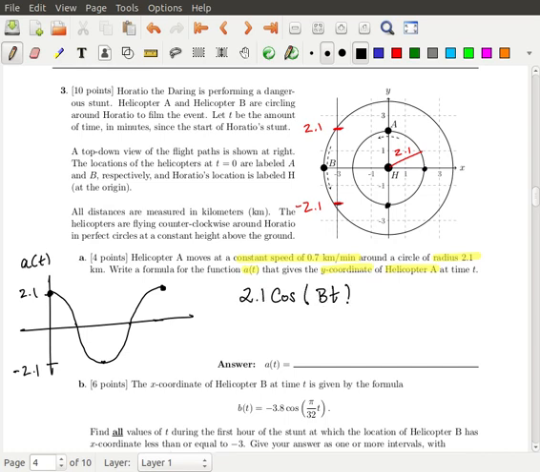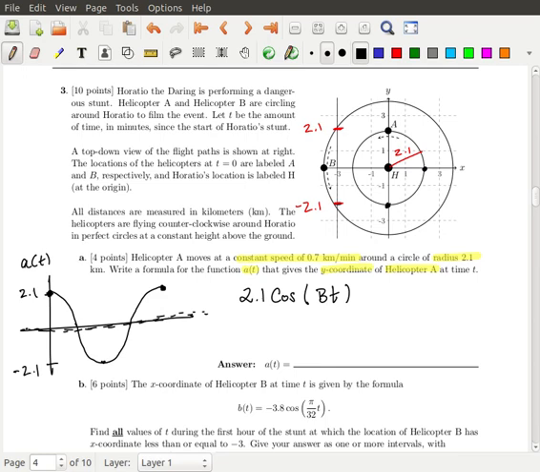Cosine bt. B is related to the period. We haven't figured out anything about timing yet, so I won't fill in b. And then the other thing is the mid value of this. The average value of this trig function is 0. It's not shifted up or down, so there's nothing to add. You're just adding 0.